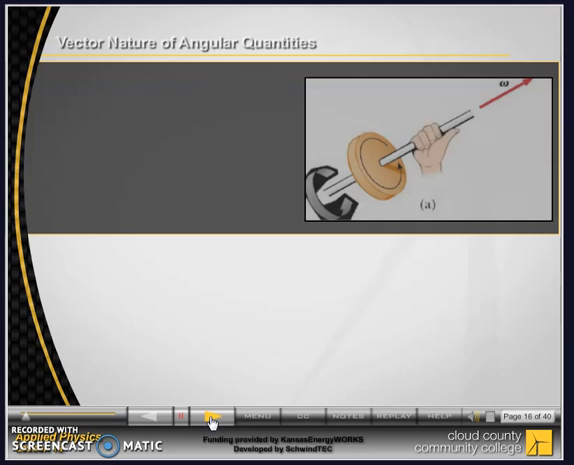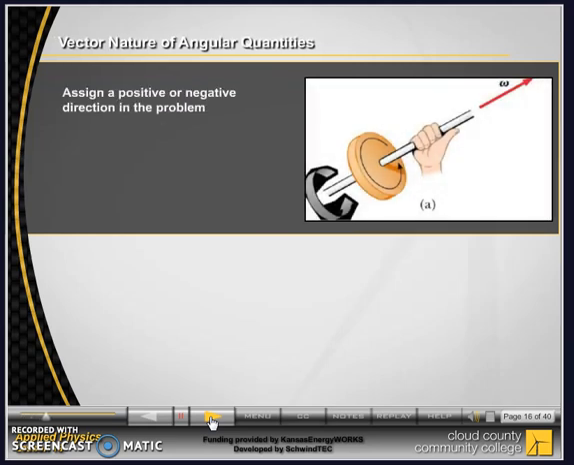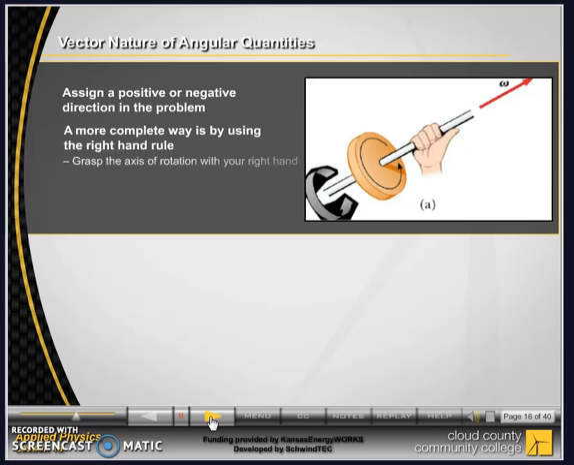When dealing with the vector nature of angular quantities, assign a positive or negative direction in the problem. A more complete way is by using the right-hand rule. Grasp the axis of rotation with your right hand, wrap your fingers in the direction of rotation, and your thumb points in the direction of omega.